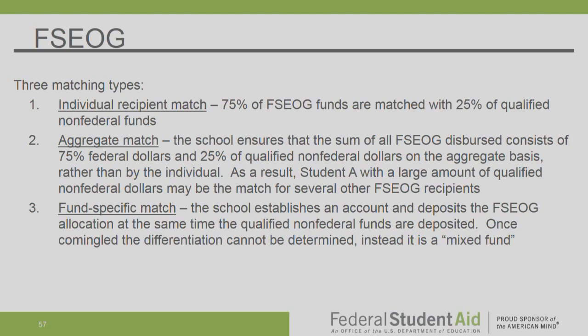But note that for the first two options, the match is performed on each disbursement for the student. And for the last one, the match is performed at the institutional level. So there's no way to identify, in any given individual's award, the exact proportion that is federal aid if you match it at the institutional level.